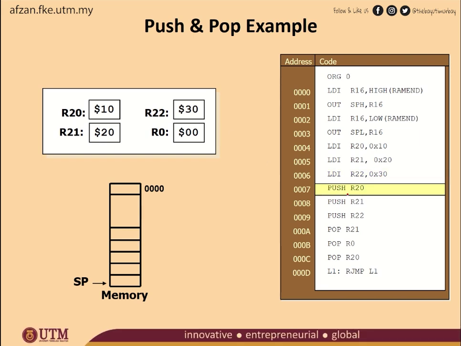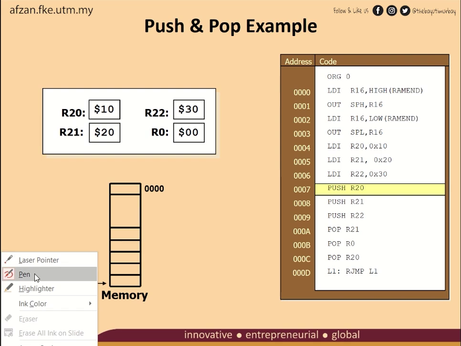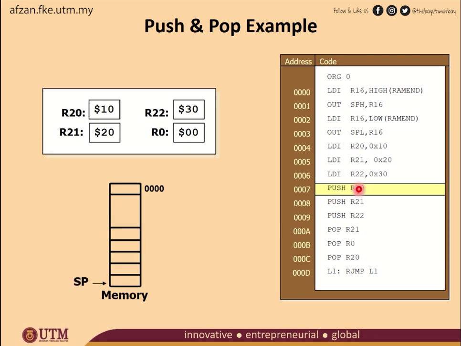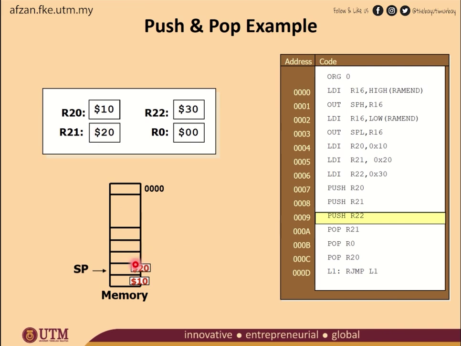And then you have push R20. What happens is you take the value from R20, which is 10, and put it to your stack. So from R20 it goes to your stack, and the stack pointer is decremented by 1. You push again, R21, 20 goes to here, the stack pointer is decremented by 1, and push another one from R22, 30 goes to here, and the pointer is decremented by 1.